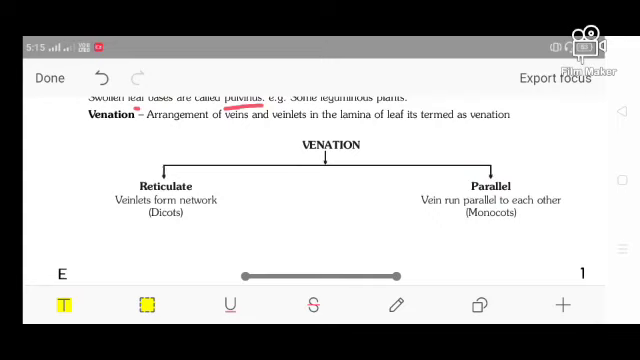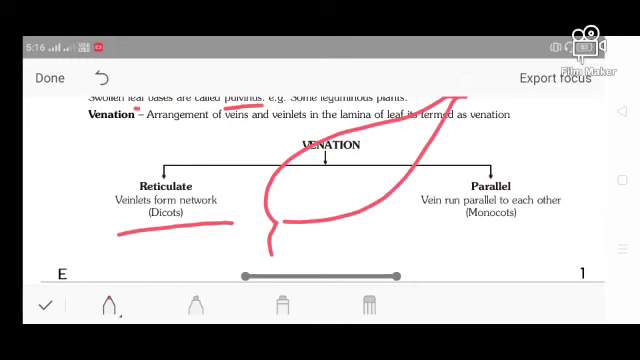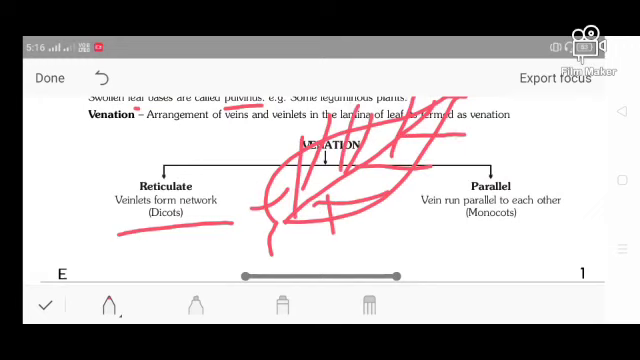I have drawn a diagram just before, which is an example of reticulate venation, where the veinlets form a network structure. Suppose this is the leaf, and the veinlets form a network. This is known as reticulate venation.